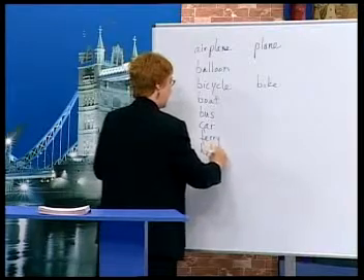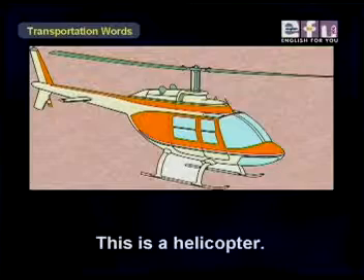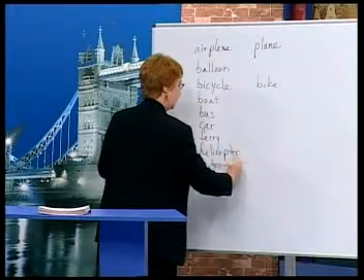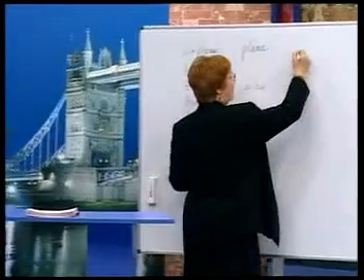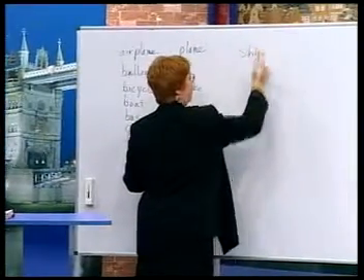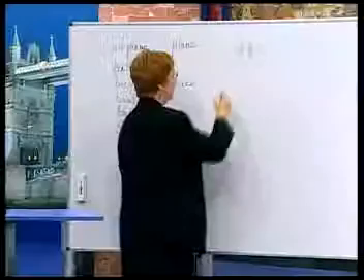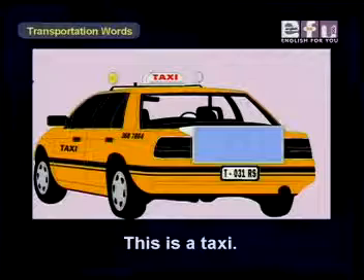Next we have a helicopter. This is a helicopter. The next one you see is a motorcycle. This is a motorcycle. Now we have a ship. This is a big boat. This is a ship. Then we have taxi. This is a taxi.